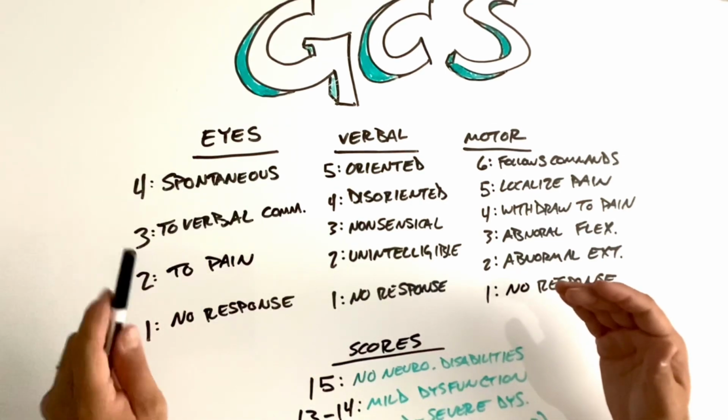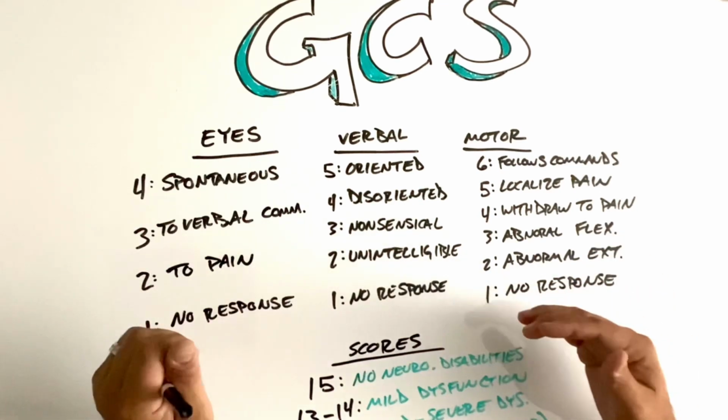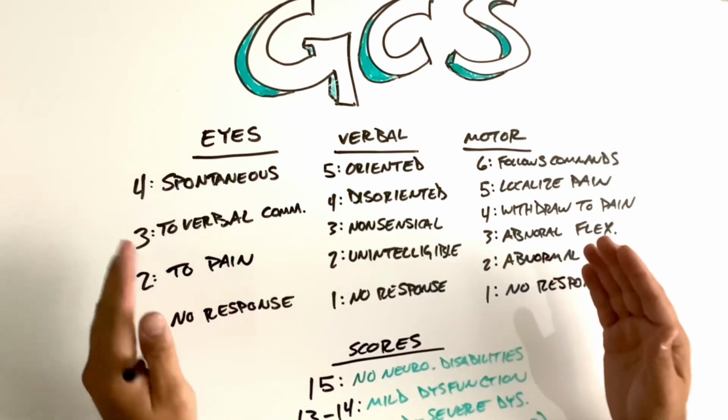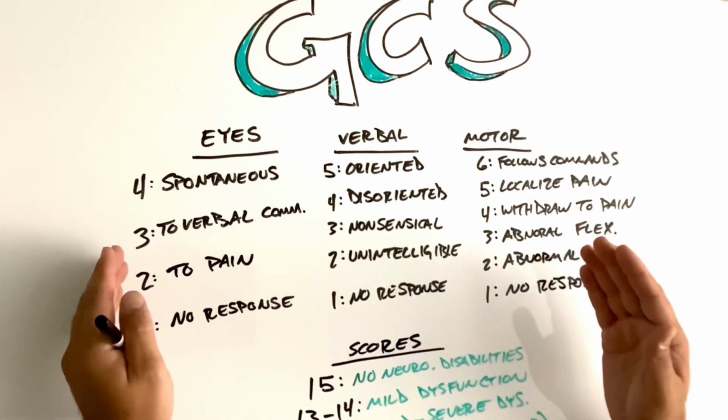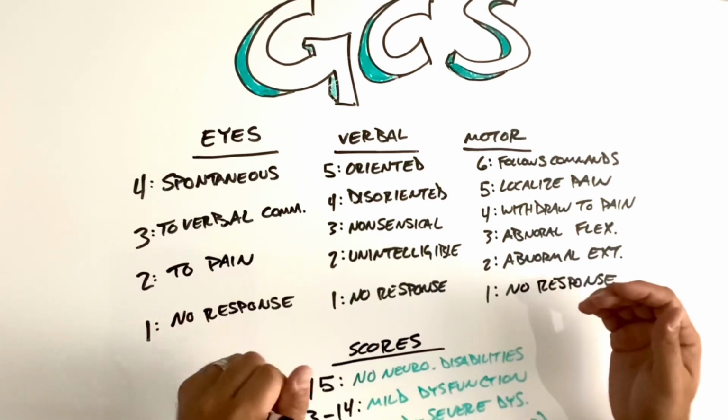If we go to a 3, maybe our patient's not paying attention, they're a little lethargic. Are they responsive to verbal commands? And then they start tracking you, that'd be a 3. To pain would be a 2. And then obviously no response is going to be a 1.